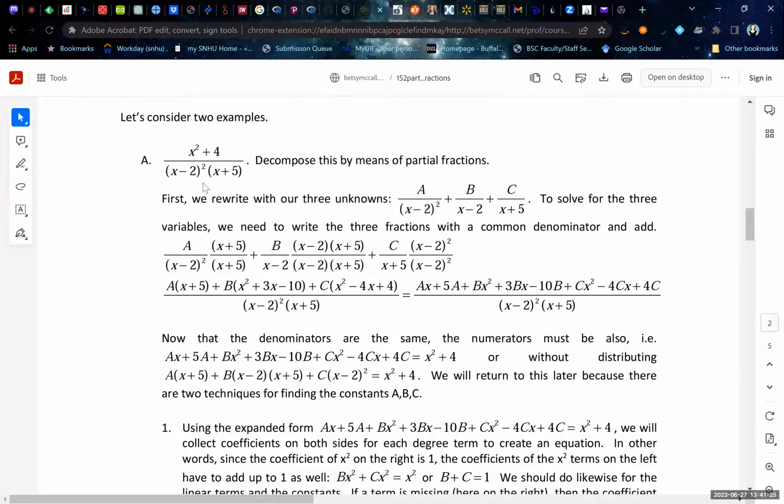So in this first example, we have 2 linear factors. One of them is repeated. If we were to follow it out, there's 3 factors in the denominator. So that's cubic, and then the numerator is squared. So that fits our proper fraction requirements. We're going to set this up: 1 linear factor, our copied linear factor, and then our second linear factor.